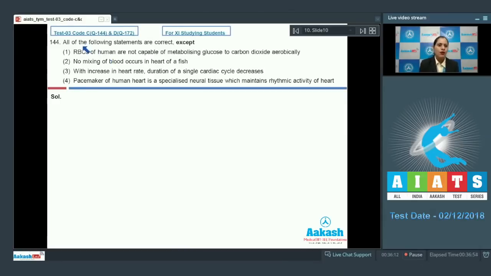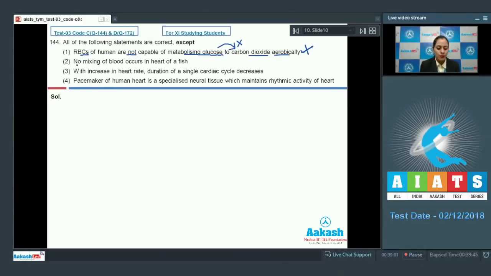Question number 144. All of the following statements are correct except, so we need to find out which statement is incorrect. The very first statement is RBCs of human are not capable of metabolizing glucose to carbon dioxide aerobically. And this is a correct statement but cannot be a correct answer to our question because RBCs, as they lack mitochondria, nucleus, so they cannot perform aerobic respiration and they cannot metabolize this glucose to carbon dioxide.